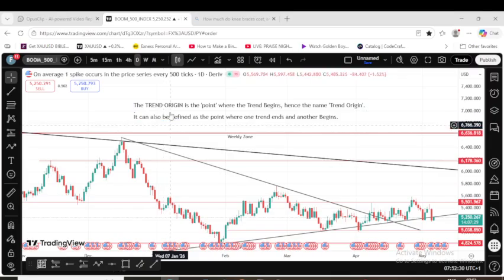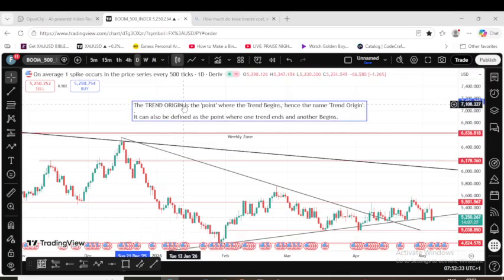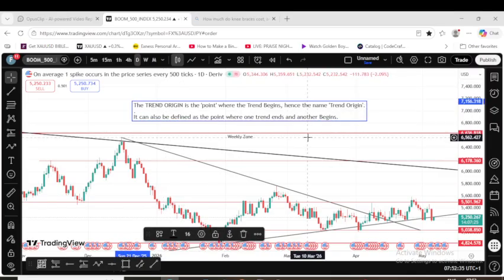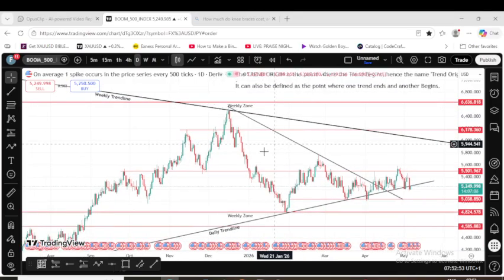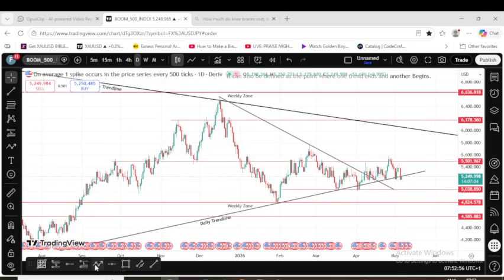So we're going to be identifying our trend origin. So what is trend origin? The trend origin is the point where the trend begins, hence the name. It's very simple, very straightforward. It's not hard. You don't have to guess. It can also be defined as the point where one trend ends and another begins. I think that's the statement that really lets you see it. That's very expressive. We already have a very clear expression of a trend origin here.